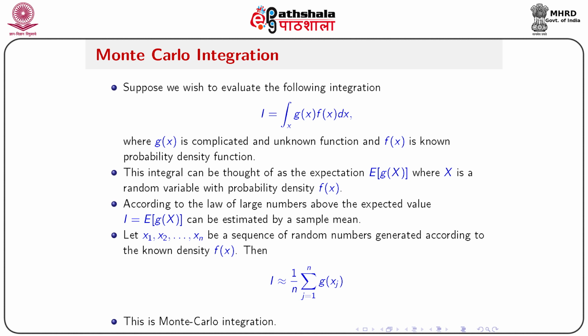Suppose we wish to evaluate the following integration: I equals the integral of g(x) f(x) dx, where g(x) is a complicated and unknown function and f(x) is a known probability density function. This integration can be thought of as an expectation of g(x), where x is a random variable from the probability density f(x), which is a known probability distribution. According to the law of large numbers, the expected value I, which is the expectation of g(x), can be estimated by a sample mean. Let x1, x2, up to xn be a sequence of random numbers generated according to the density f(x). Then I can be approximated by 1/n times the sum over j equals 1 to n of g(xj). This is Monte Carlo integration, the basic concept of Monte Carlo integration.